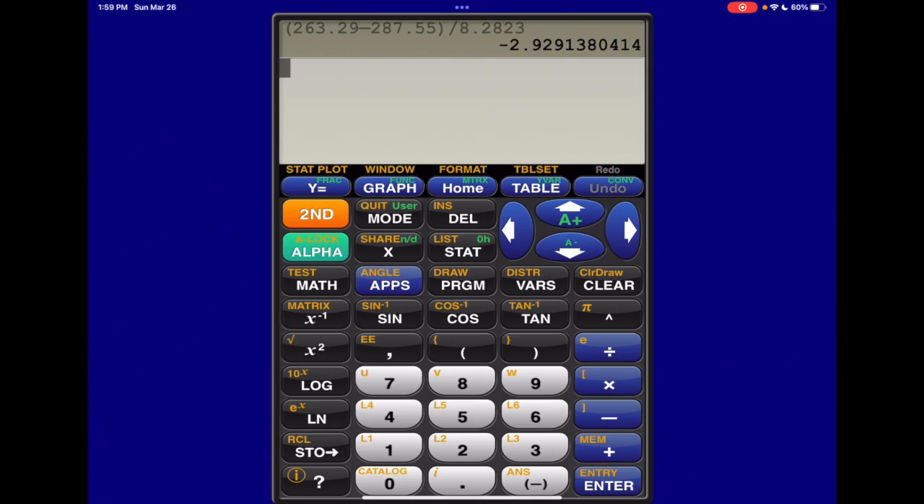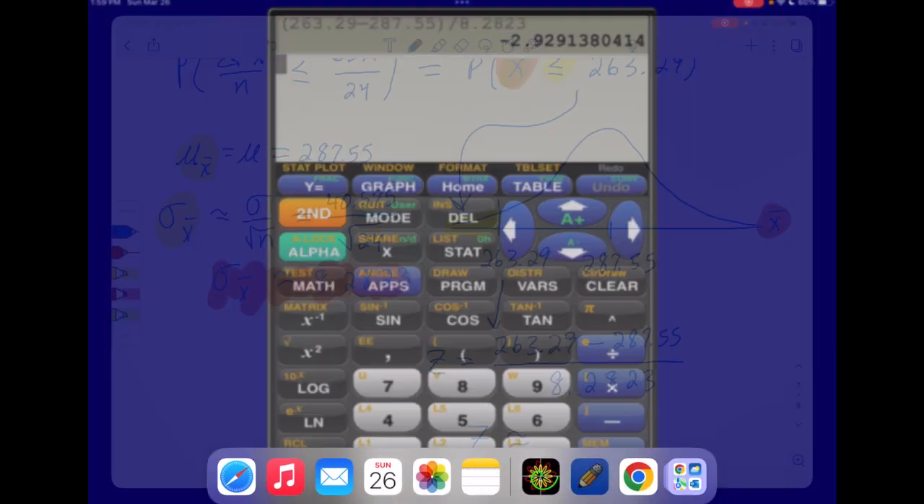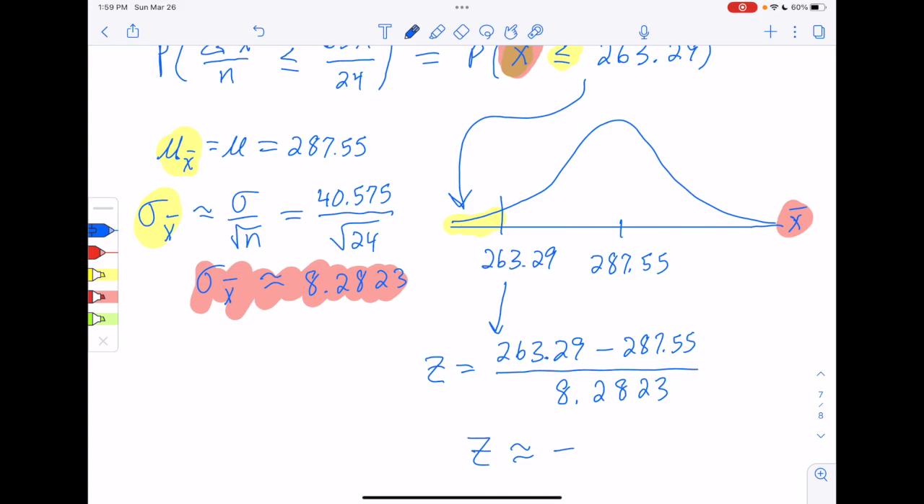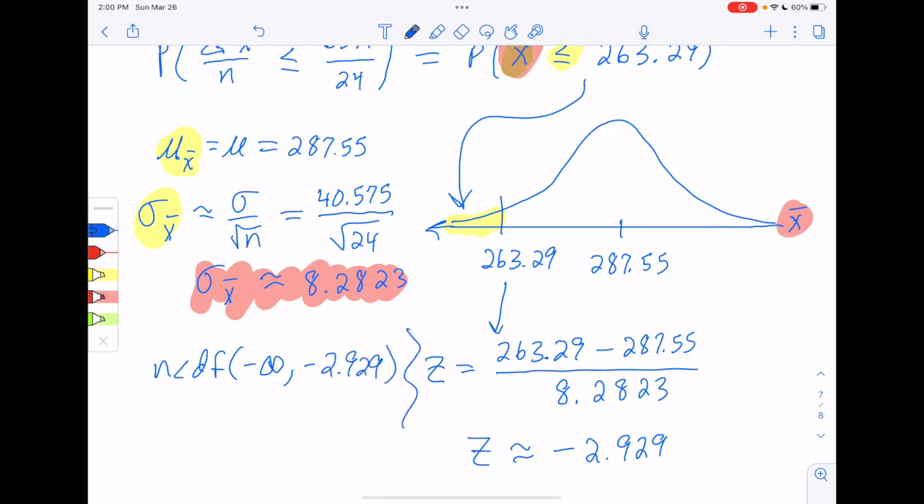Remember, round z-scores to exactly 3 decimal places. We'll stick with the 9 because it's followed by a 1. So, negative 2.929. That's pretty far to the left, with the z-score almost to negative 3. So that area should be very small. We can find that area by doing normal CDF of our left boundary, which is negative infinity, going forever to the left, and our right-hand z-score boundary is negative 2.929. That area is also the probability we're looking for.